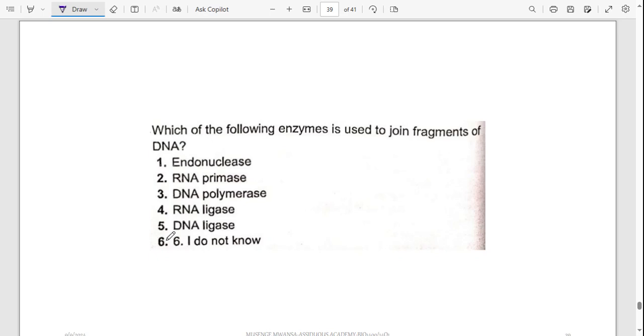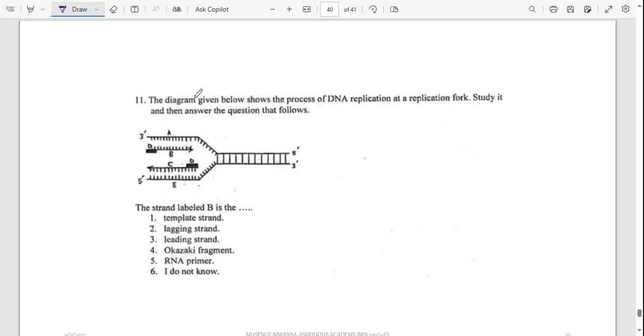Which of the following enzymes is used to join fragments of DNA? Remember, it's fragments, it's DNA polymerase. Okay, but wait, this is actually fragments. It's DNA ligase, so watch out, right? It's ligase for fragments. The diagram given below shows the process of DNA replication at the replication fork. Study it and then answer the questions that follow.